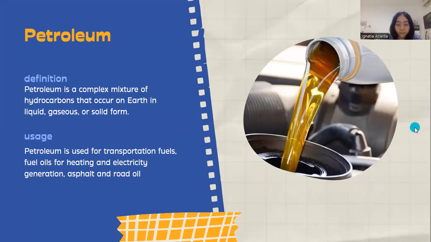Okay, so the first resources that I researched is petroleum. Petroleum is a complex mixture of hydrocarbons that occur on Earth in liquid, gaseous, and solid form. The usage is for transportation fuels, oil for heating and electricity generation, asphalt, and rock oil.